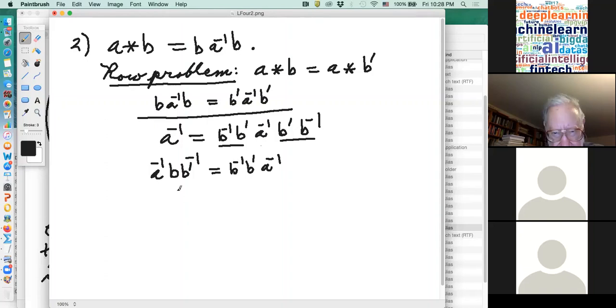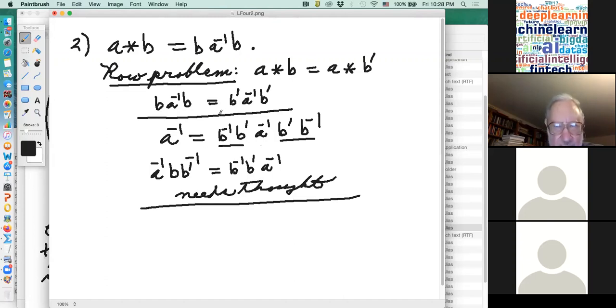Still not the inverse. So, needs thought. It would work, we could analyze it, if the group was abelian, but maybe we can think about groups that are not quite abelian, but have some interesting property that would allow you to conclude that B was equal to B prime under these circumstances. I leave it to you to think about that.